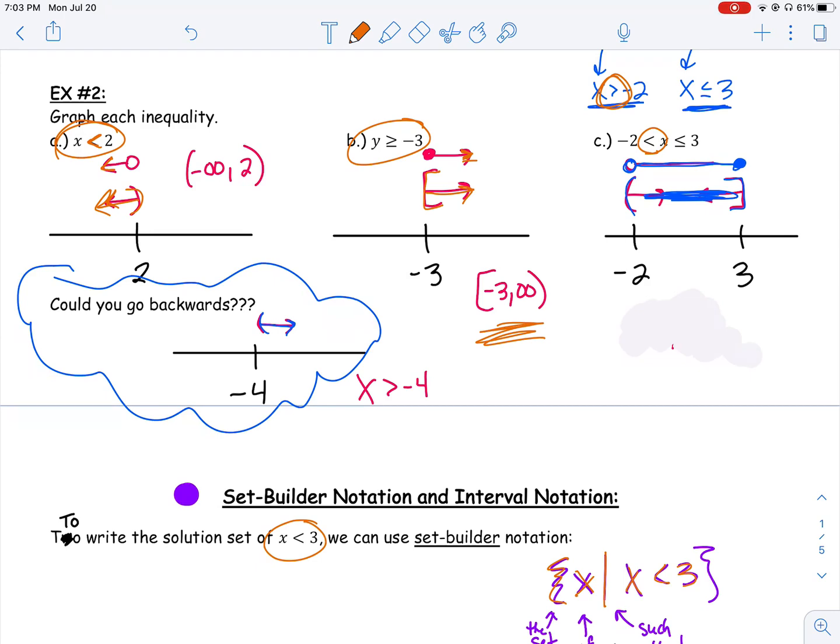So if we had this one, C, where x is greater than negative 2, but less than or equal to 3, our interval notation would look something like this, where we want to start at negative 2, but not include it, so we use a parenthesis, and then we go all the way to 3 and include it, so we use that bracket. So a couple different examples of interval notation.